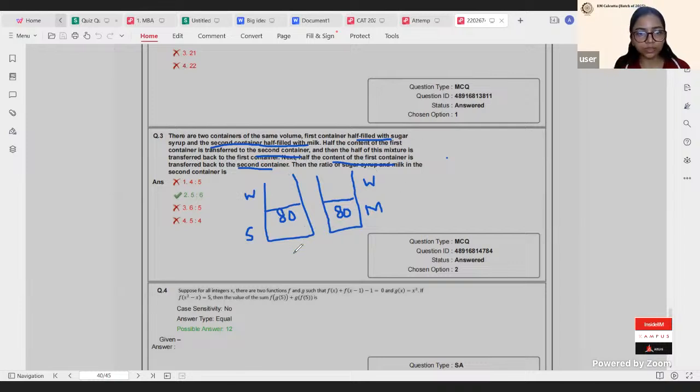Half the content of the first container is transferred to the second container. So basically from here, 40 units of sugar syrup and 40 units of water will be there. So it will be ultimately 120 units of water, 40 of sugar syrup, and 80 of milk. Okay.